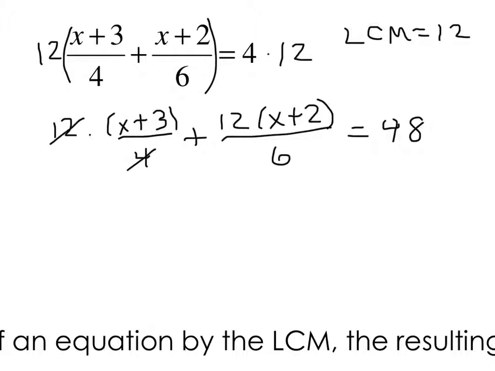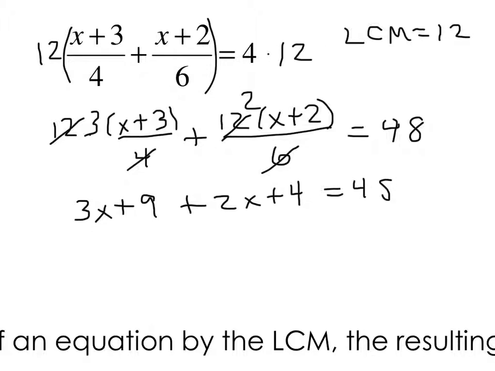So 4 goes into 12 3 times, 6 goes into 12 2 times. So using distributive property, we have 3x plus 9, 2x plus 4, 48. Once again, we take a problem that was originally kind of hideous and multiply by the least common multiple of all the denominators. That clears the fractions, and we end up with a lovely problem.